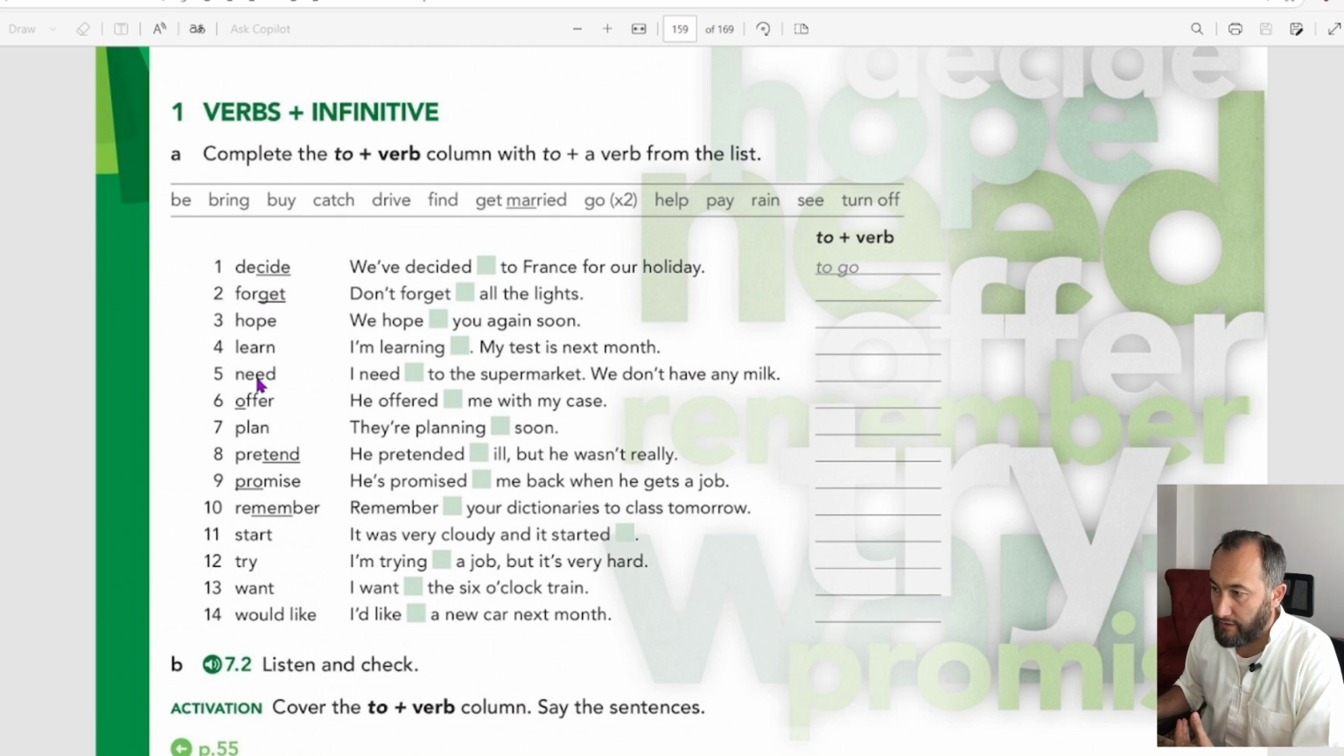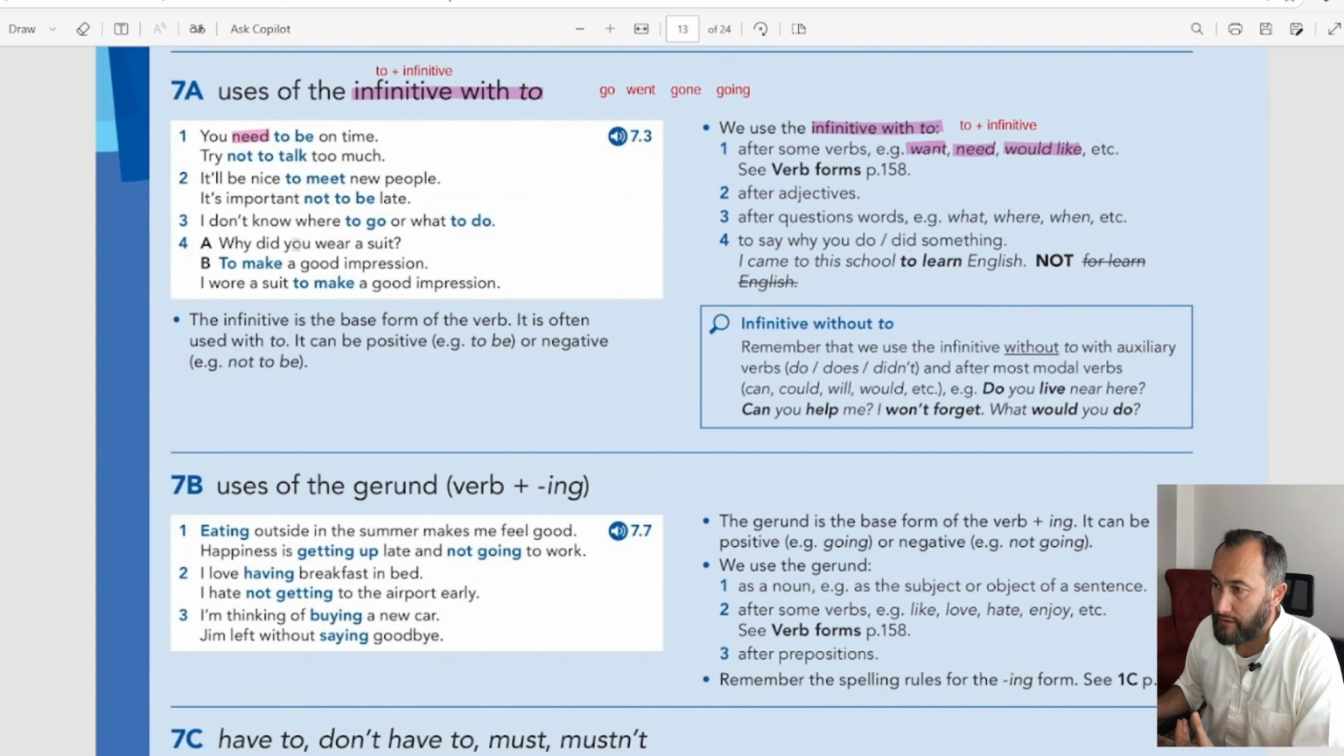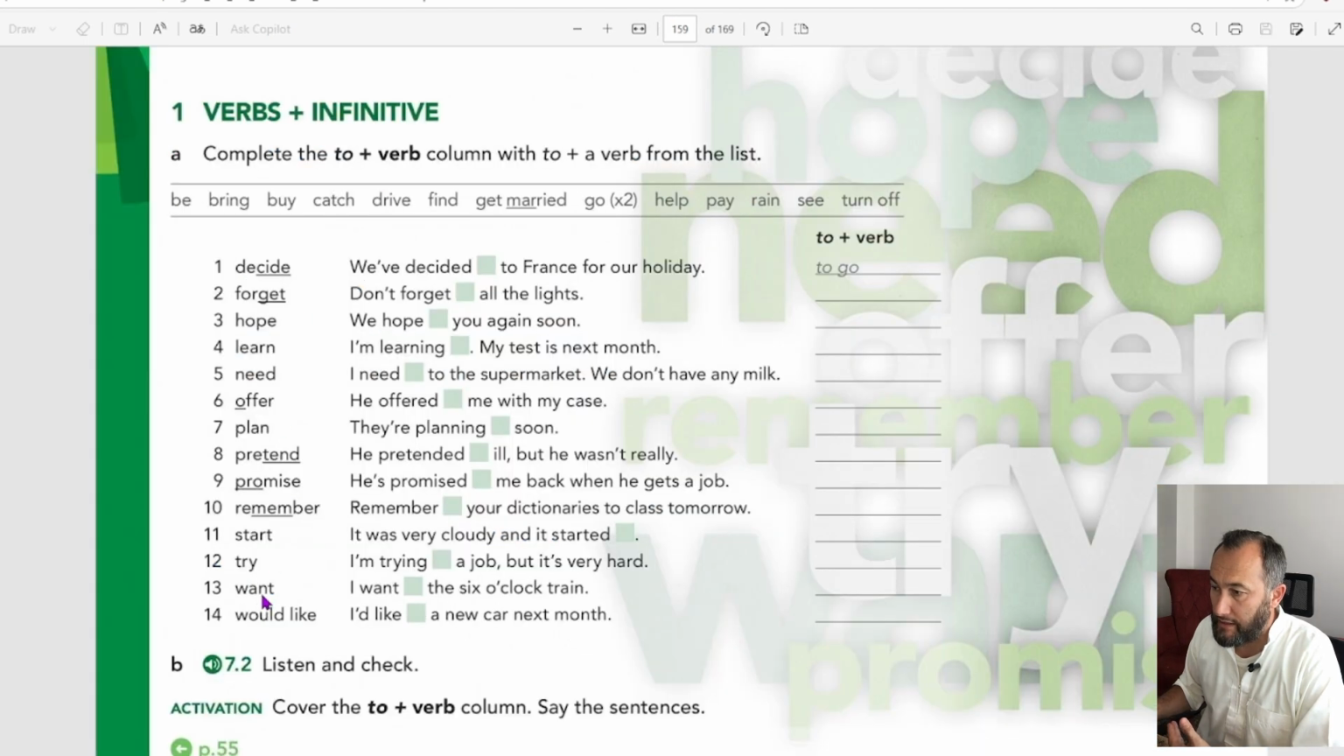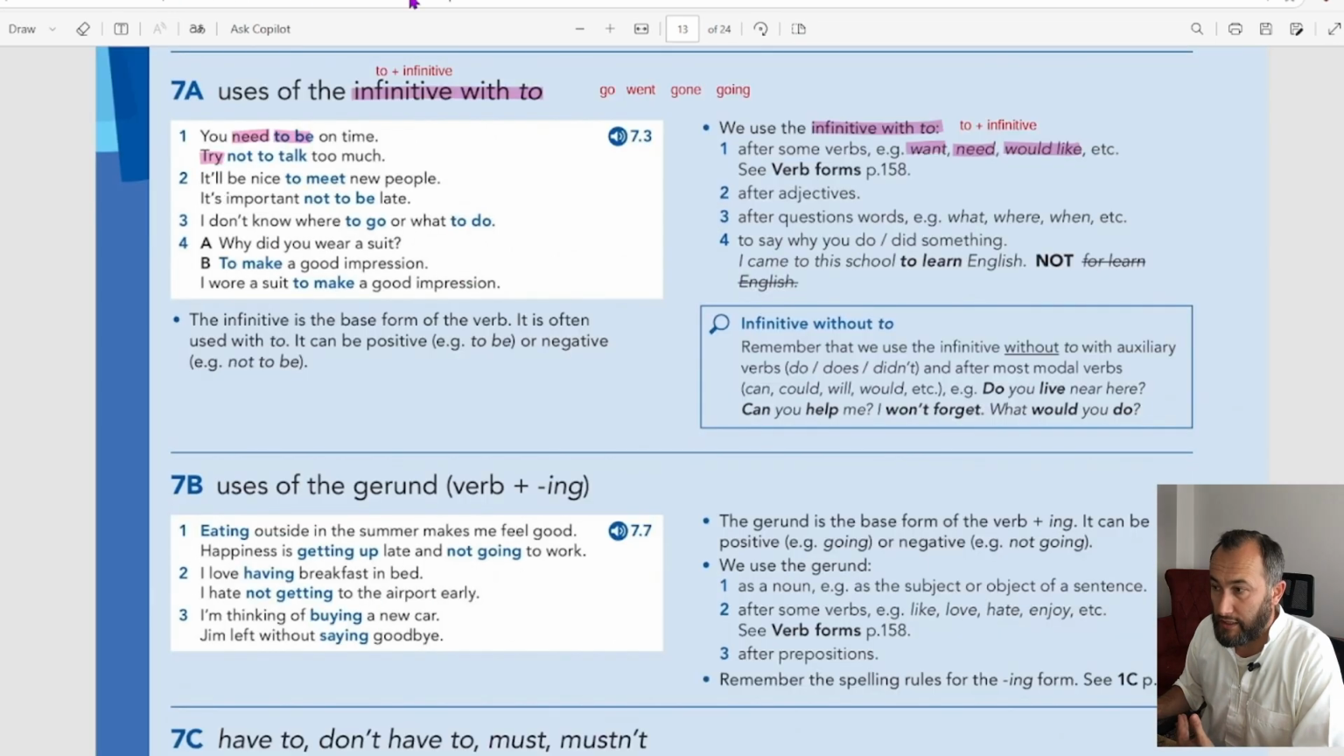Number 5, need, you see, need. So that's why we are using to be. You need to be. Or try. Try is in the list here. Try. Number 12, you see, try. So after try, we must use to plus infinitive. When it's negative, not to plus infinitive. Like to talk, not to talk. To be, not to be, and so on. Okay? Now, second rule, it says here, we use to plus infinitive after adjectives.